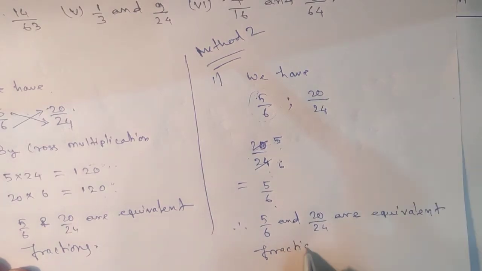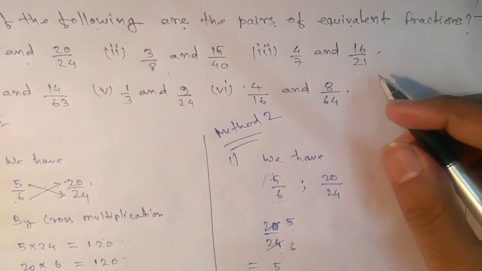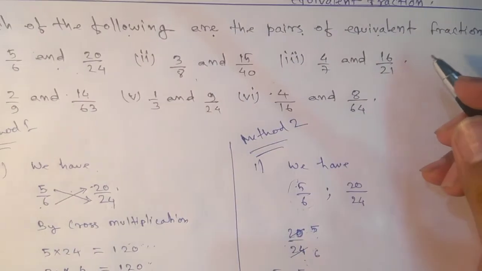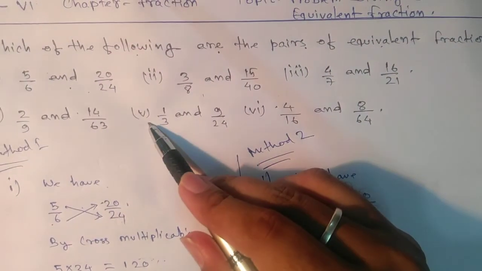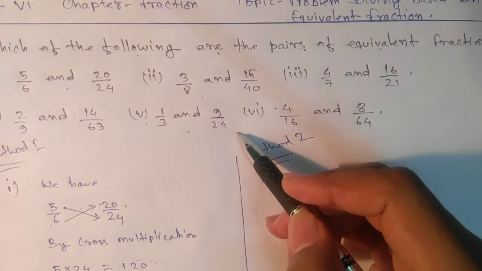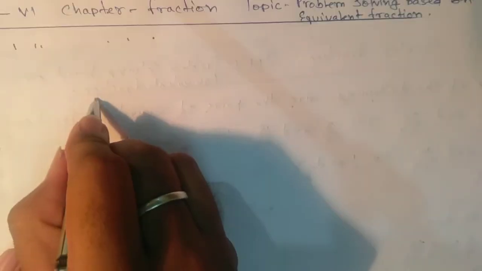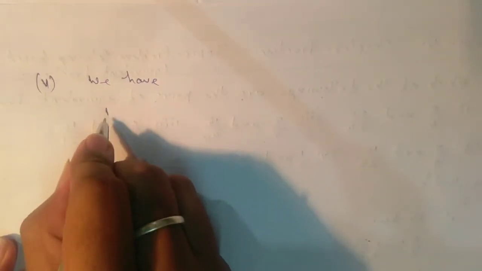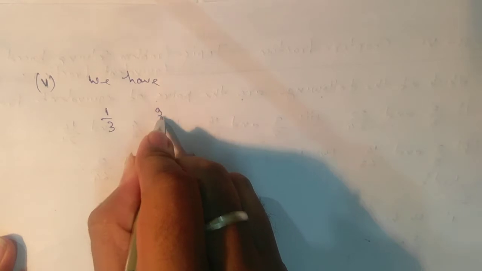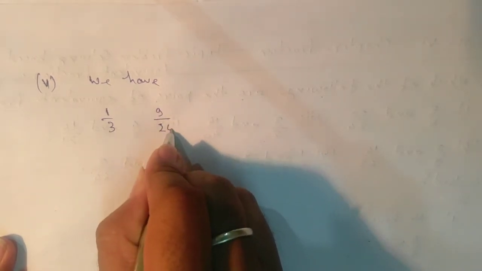Okay, let's go with another problem. Let's try to solve it. Which problem are we going to take? Okay, we'll take this one, number 5, 1 by 3 and 9 by 24. So here we have number 5, 1 by 3, 9 by 24.